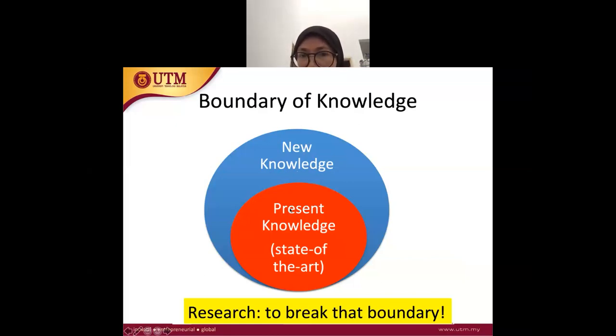This is what we're trying to do, and this is not easy. This will take time and must be done in the correct way. In order to find the gap, this is what we call the boundary of knowledge, and the research is to break that boundary. You need to define the present knowledge, which is the state of the art that you find from journal papers and articles, and the new knowledge that you will find out.